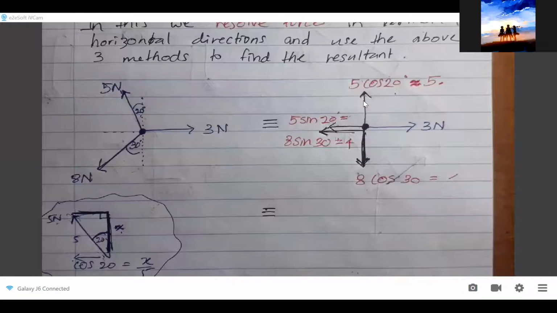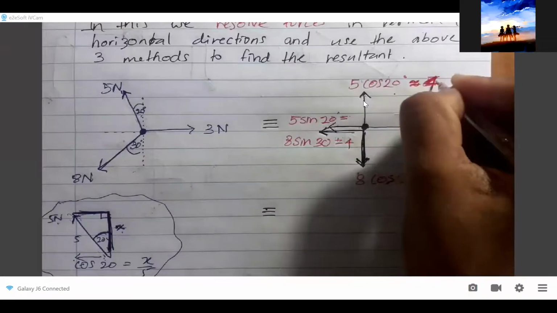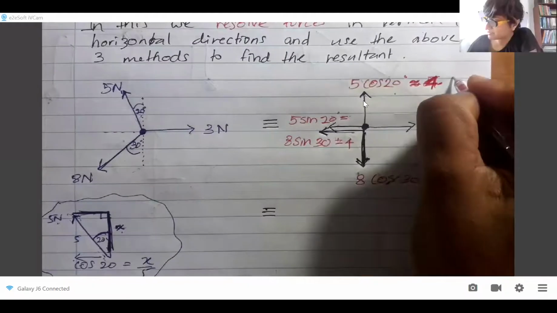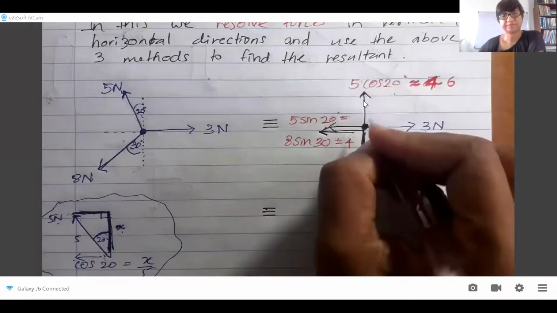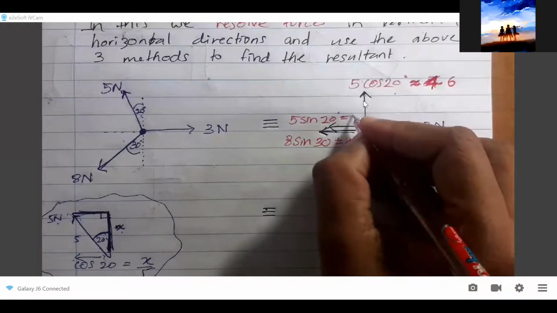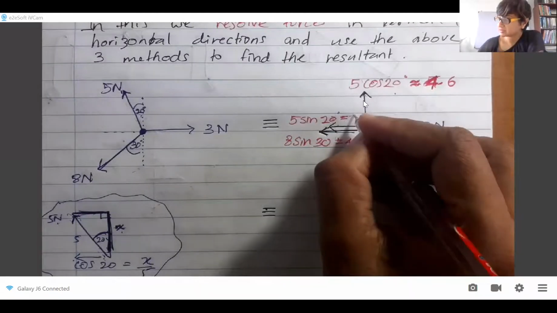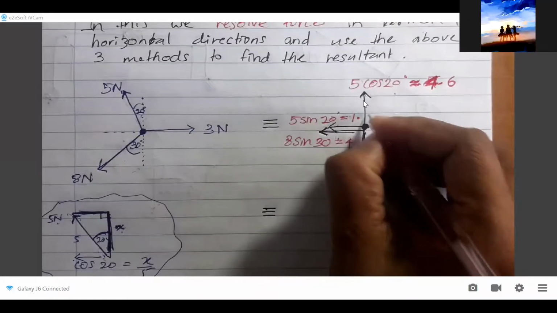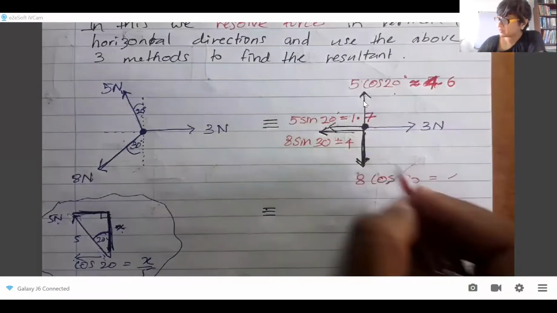If I'm giving point form, it's 4.698. All right. Let's say 4.6. And this is how much? Then the 5 sine, that would mean that is 1.71, 1.7.